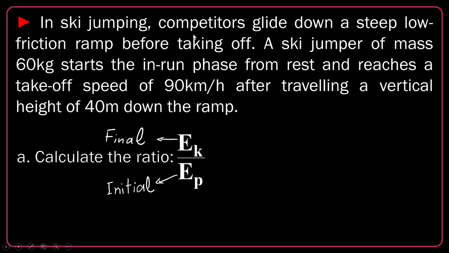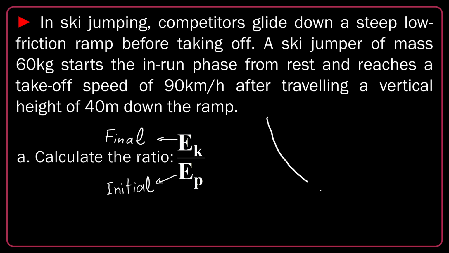In ski jumping, competitors glide down a steep, low friction ramp before taking off. When they say low friction, friction is not ignored. It's small but not ignored. A ski jumper of mass 60 kilograms starts the in-run phase from rest and reaches a takeoff speed of 90 kilometers per hour after traveling a vertical height of 40 meters down the ramp.